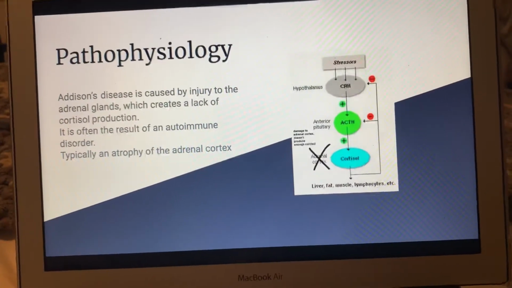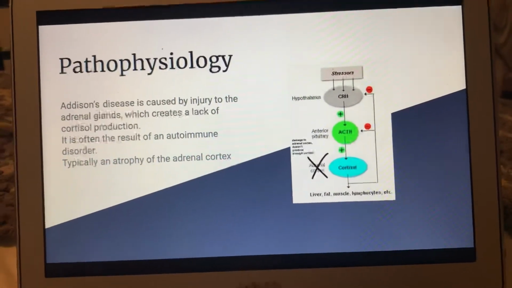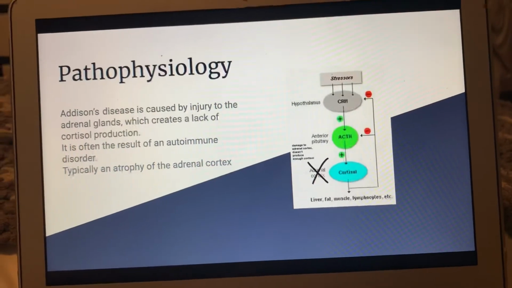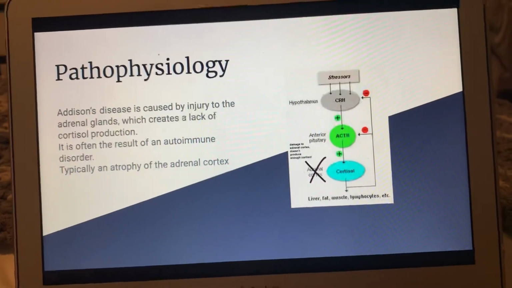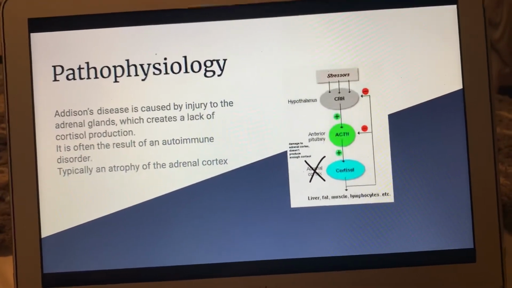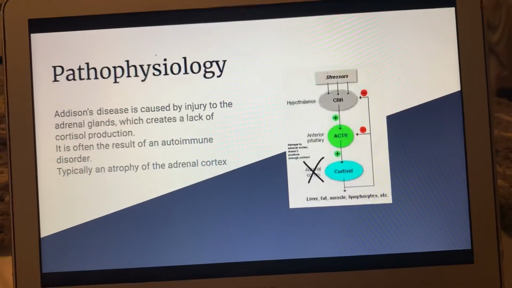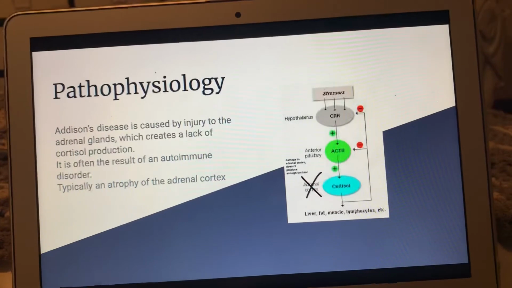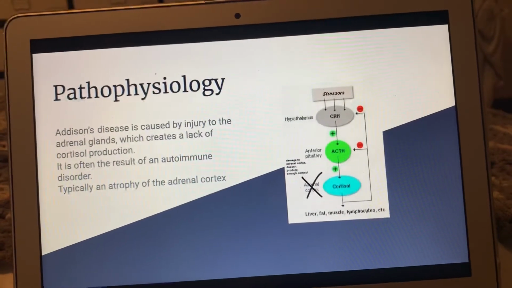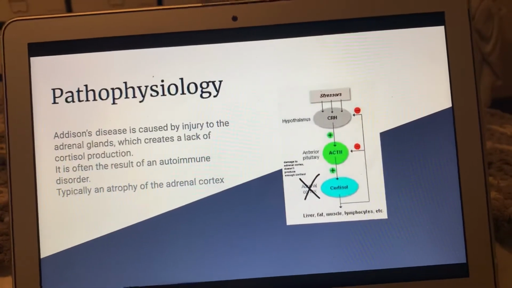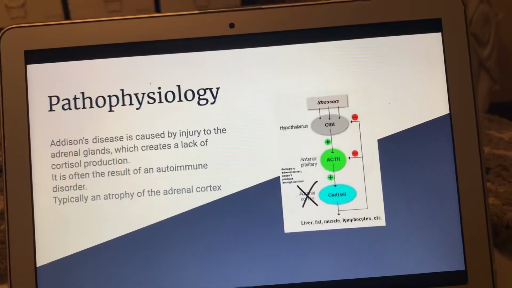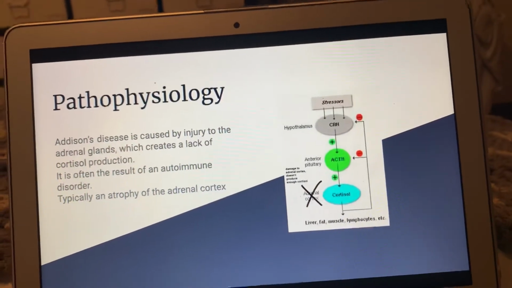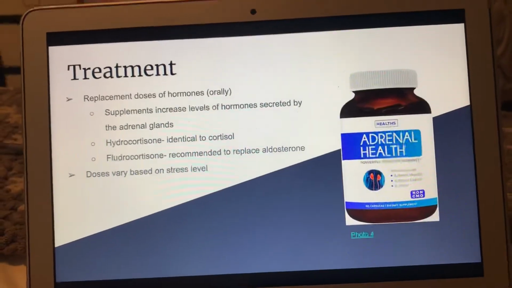Like I mentioned on the previous slide, cortisol regulates metabolism, blood pressure, and stress. So when a person has Addison's disease, they have a lack of cortisol production, which creates several problems within their body. And this is due to the adrenal glands' inability to function properly. And this results in muscle weakness, nausea, along with many other symptoms we mentioned before.